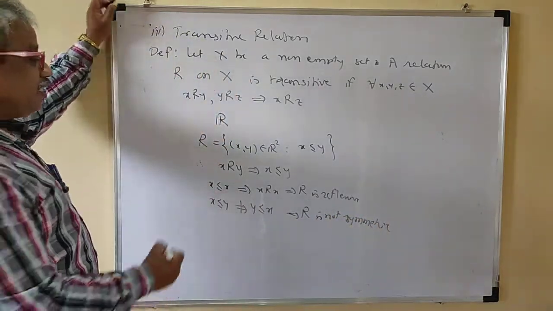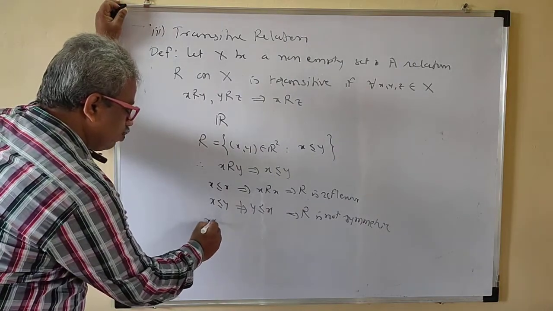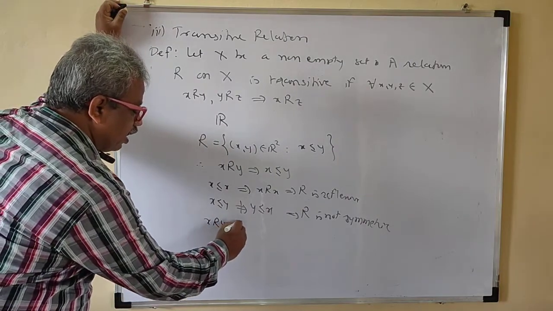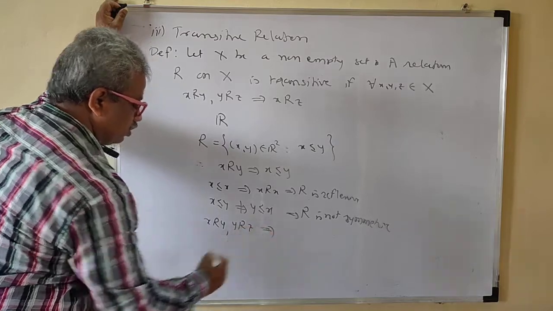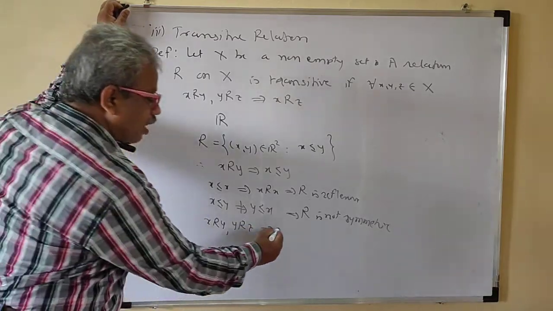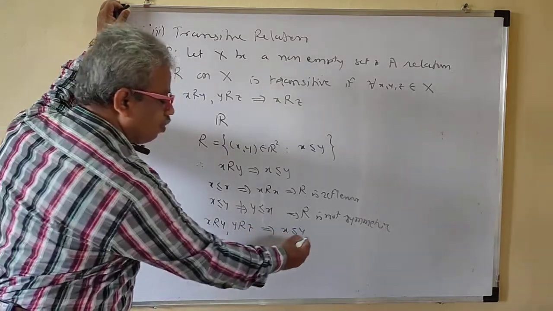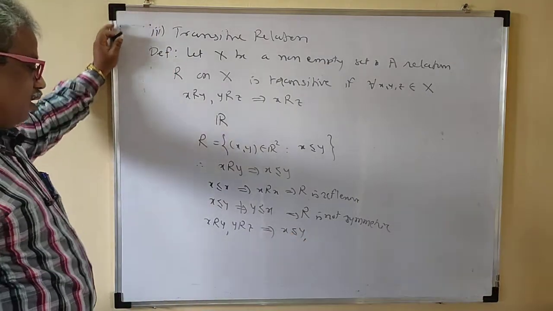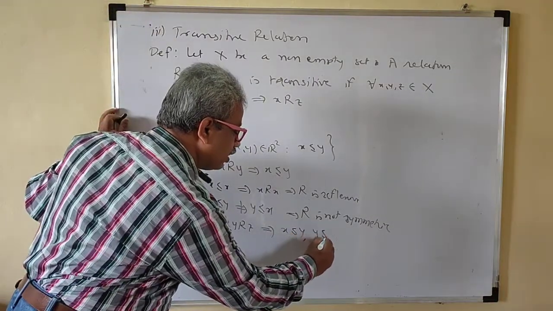Okay. Now, is it transitive? Suppose X is related to Y, Y related to Z. Okay. Now X is related to Y means what? X less than or equal to Y. Y related to Z means what? Y is less than or equal to Z.